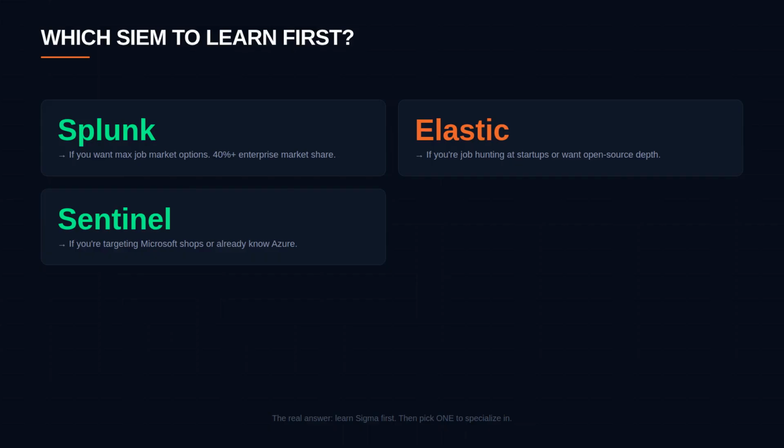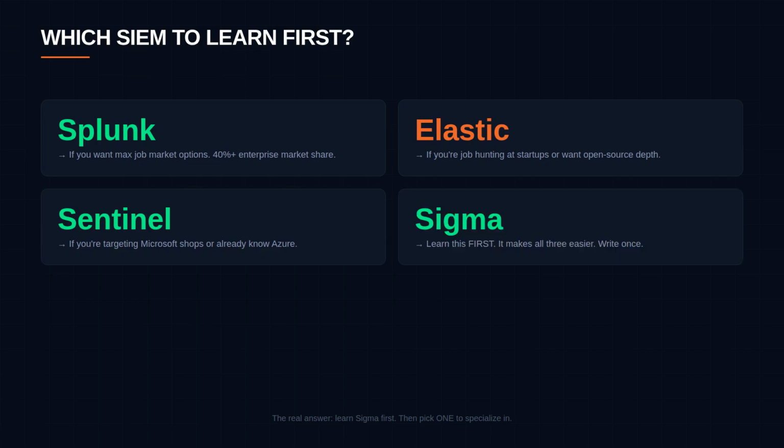But here's the real answer that makes this whole debate easier. Learn Sigma first. Sigma is a YAML-based detection format that converts to Splunk, Elastic, Sentinel, and Wazuh with a single command. When you understand Sigma's structure, log sources, detection blocks, condition logic, you instantly understand how all 3 SIEMs think. It takes about 2 hours to learn, and it makes every SIEM you study after that click much faster.